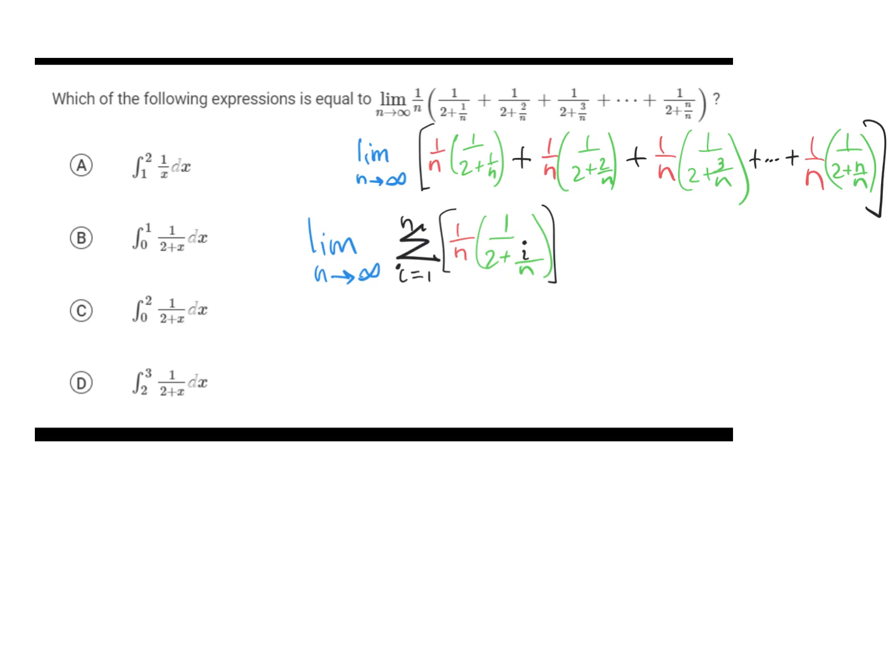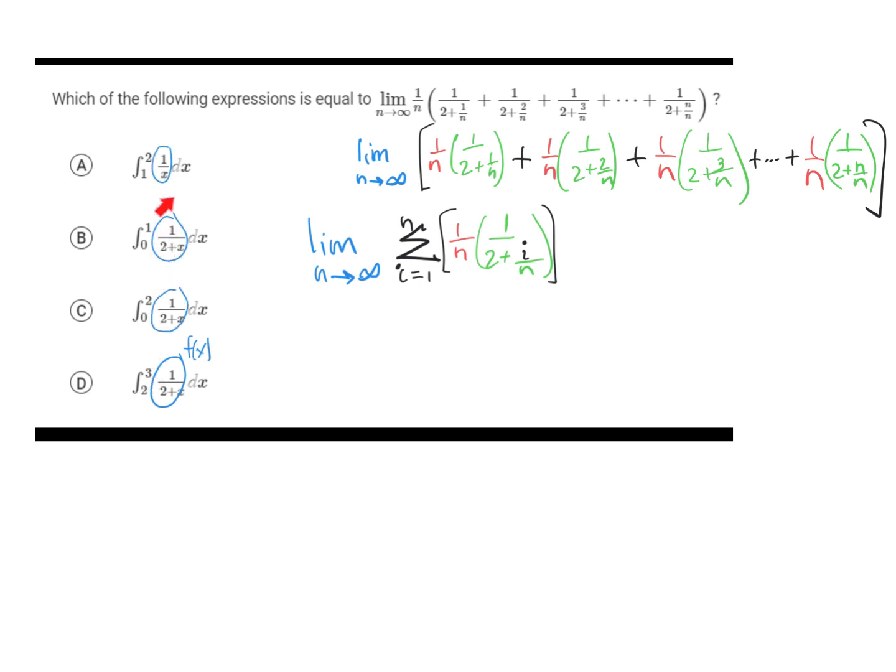I imagine there are many ways of thinking about this problem, but one way is to think of distributing the 1 over n times each term in this sum and rewriting it as a summation expression. It should be pretty clear that there's a connection between this, which is in essence a Riemann sum, and the definite integral. This is actually the definition of a definite integral. So we just need to figure out what our function is and what our limits of integration are.